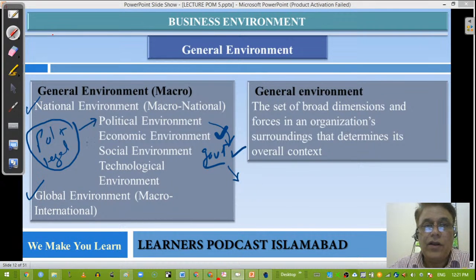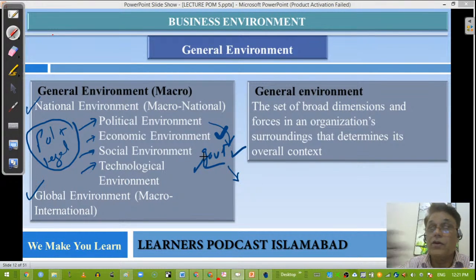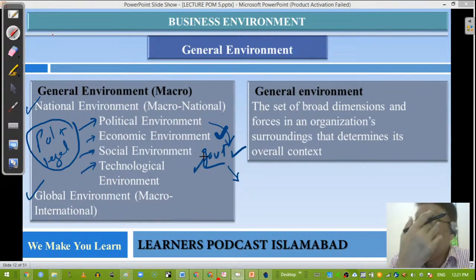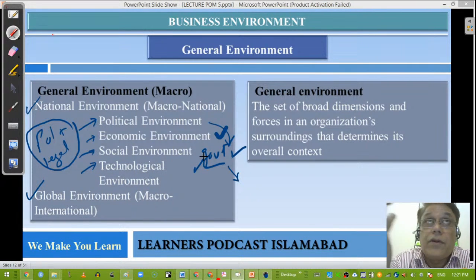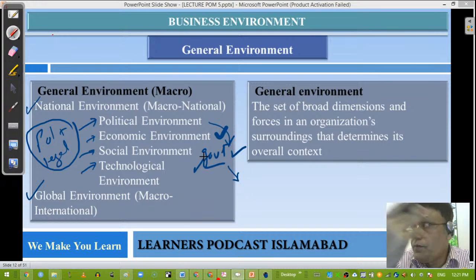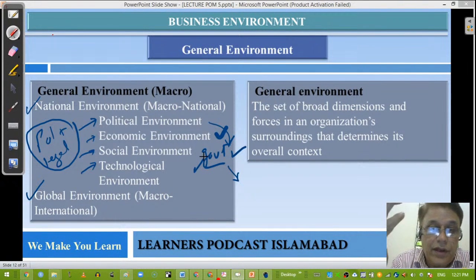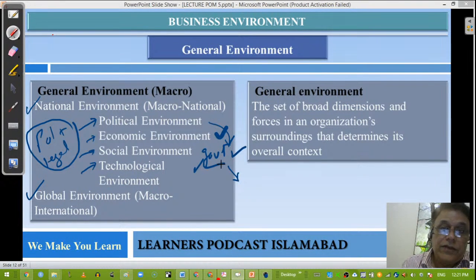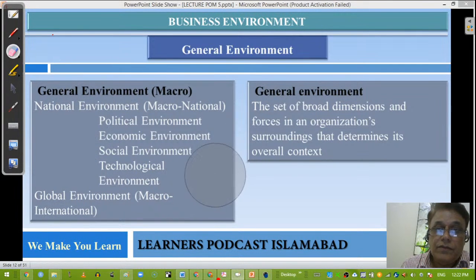Okay, economic environment, then comes the social environment, then the technical environment, and the government environment. The government structure, the type of government, their policies, their preferences, what is their charter, their interest, what is their plan, what is their program. Okay, so that also plays a very important role and affects the business.